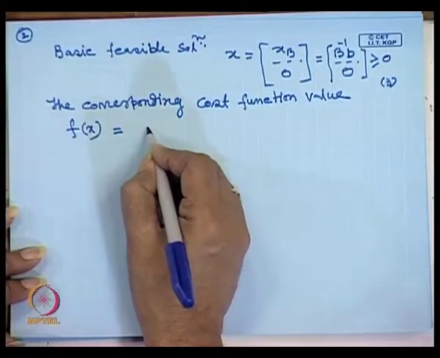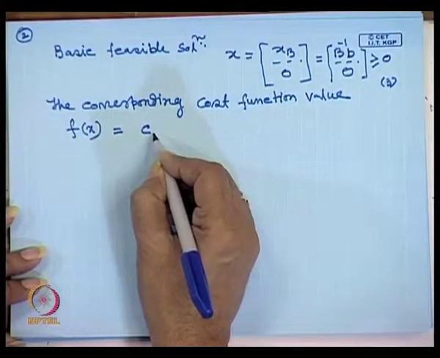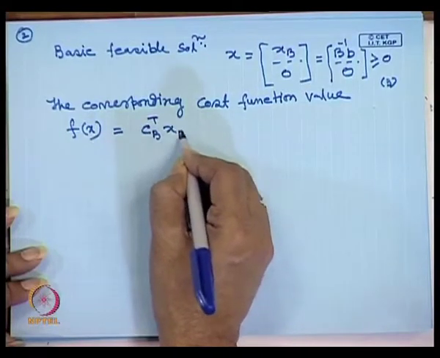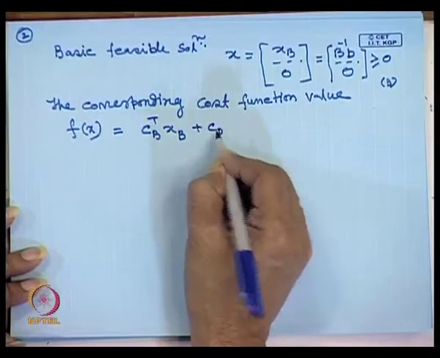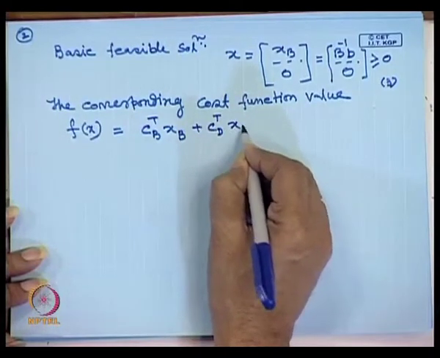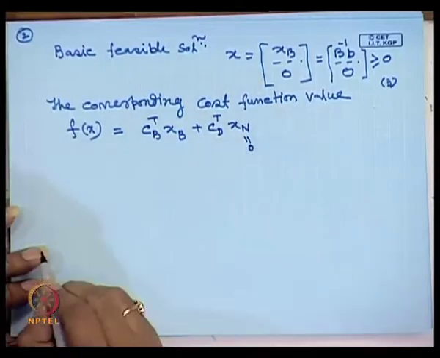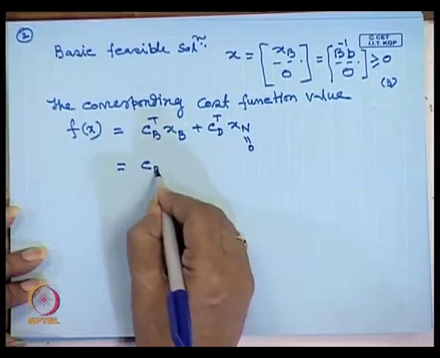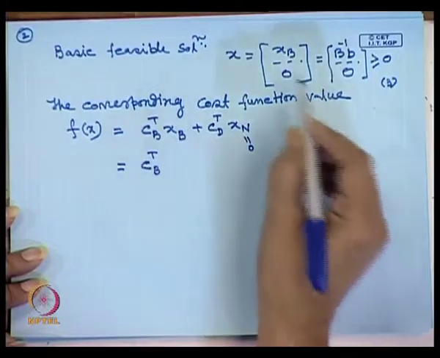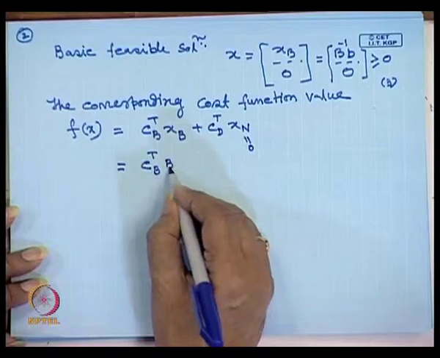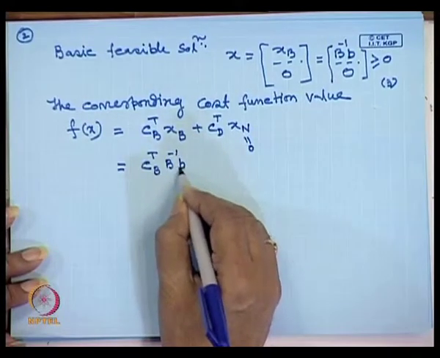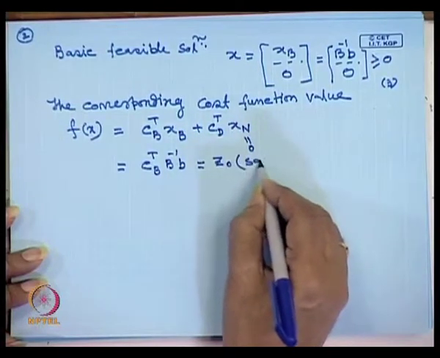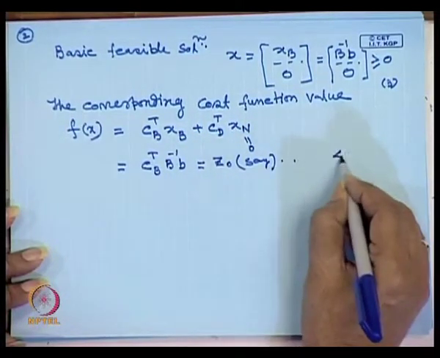What is this function value? If you see our objective function expression, it is C b transpose into x b plus C n transpose into x n. So, x n value is 0, and C b transpose times x b, which is B inverse small b, gives the value z 0, and that is equation number 4.